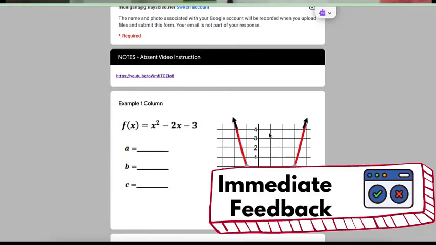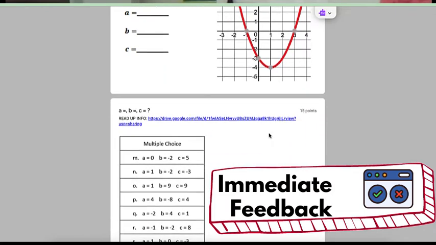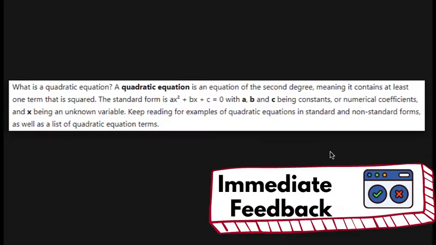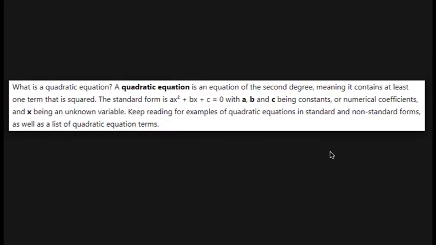So if they were to enter something in, then they would know whether or not they got it right. And if they didn't get it right, then they have to maybe go back and read the text again or look at the picture to see what to do.